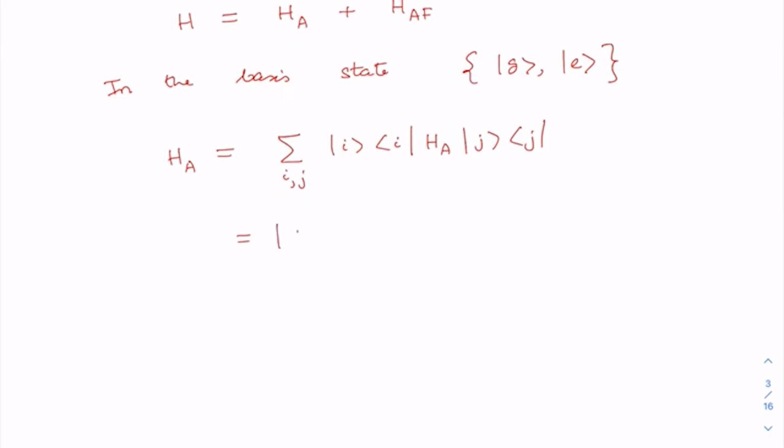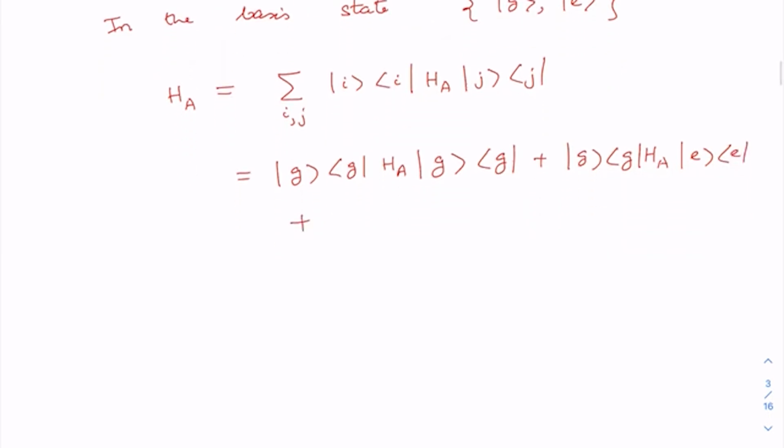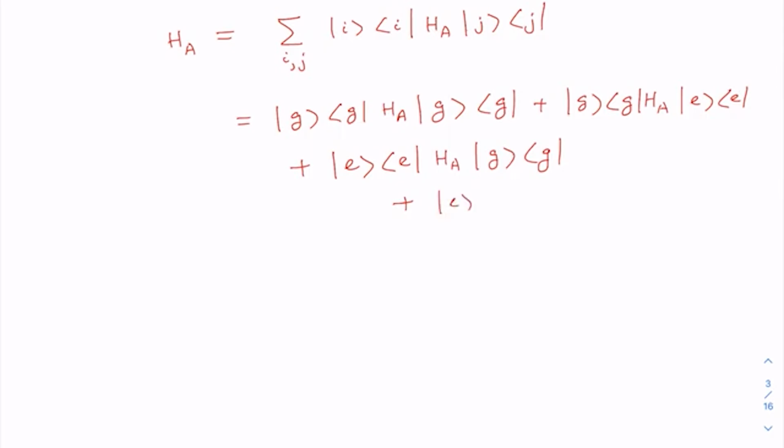So therefore, if I open it up, I will have |g⟩⟨g|H|g⟩⟨g| plus |g⟩⟨g|H|e⟩⟨e| plus |e⟩⟨e|H|g⟩⟨g| plus |e⟩⟨e|H|e⟩⟨e|. So we'll have these four terms.